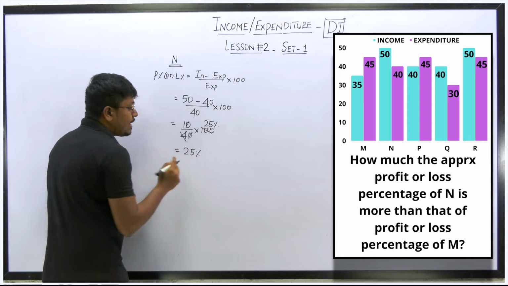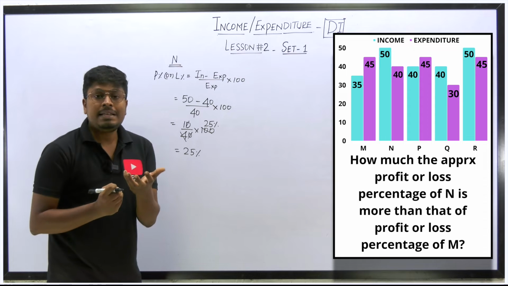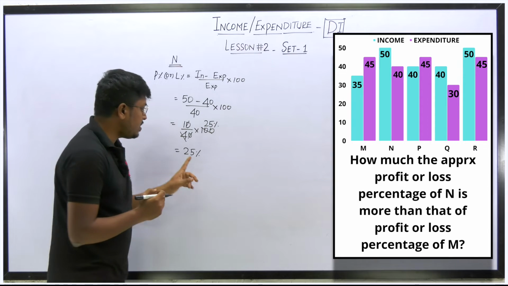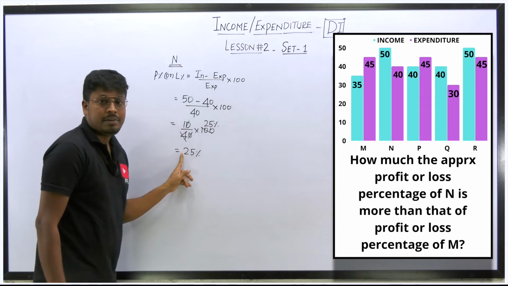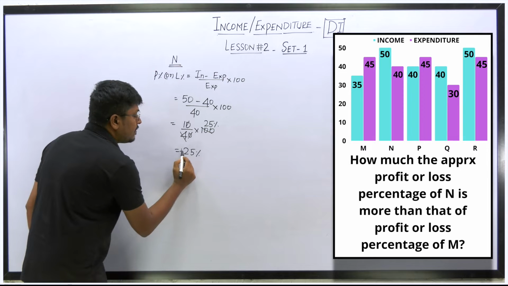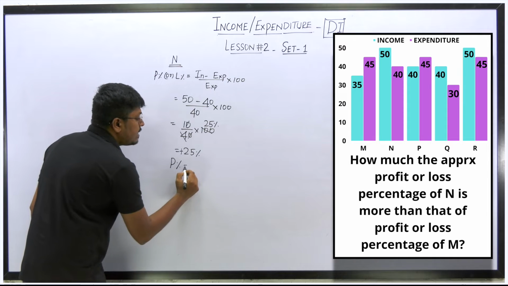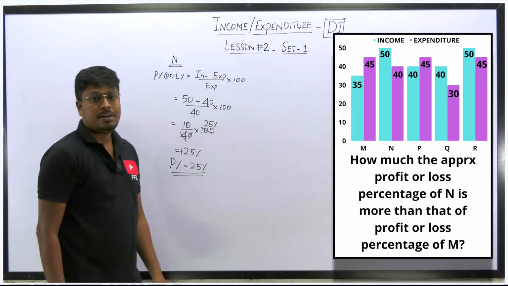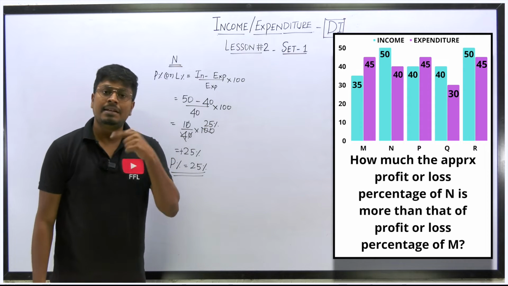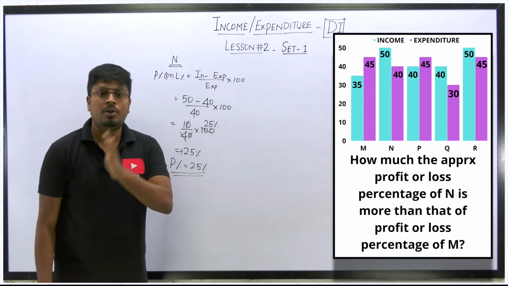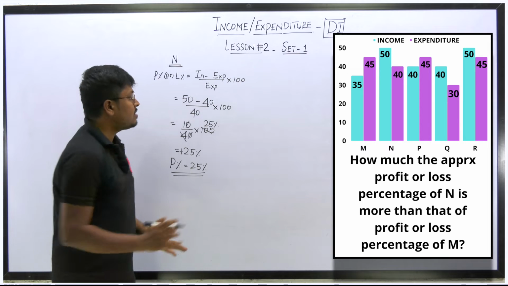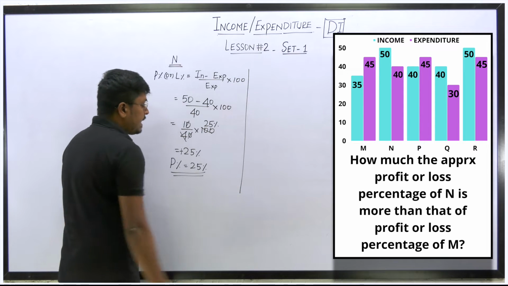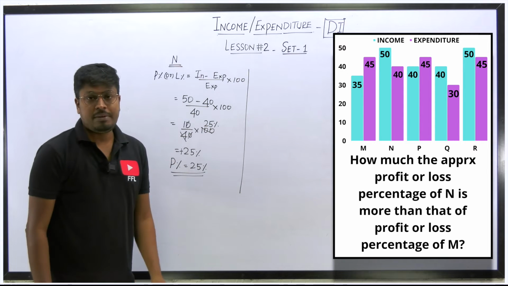So we can say that we are getting the answer in what? We are getting the answer in terms of positive value. Yes or no? We are not getting the answer in negative. We are getting the answer in positive. So which means the company N is getting a total profit of 25%. Understood or not? In case if we are getting an answer in negative, then the company is getting a loss value, loss percentage. Understood? So finally we got the company N where profit is 25%.